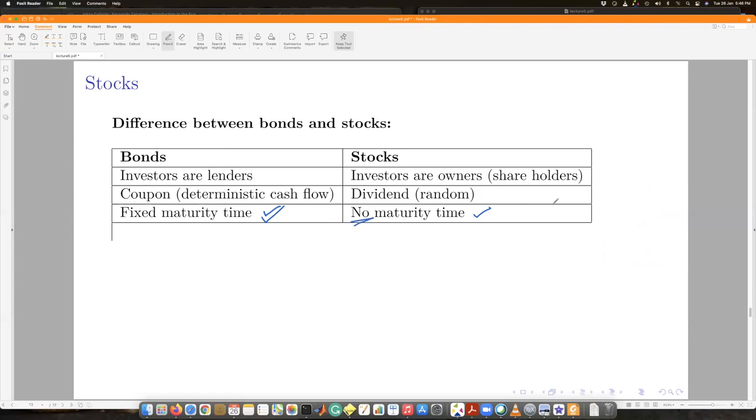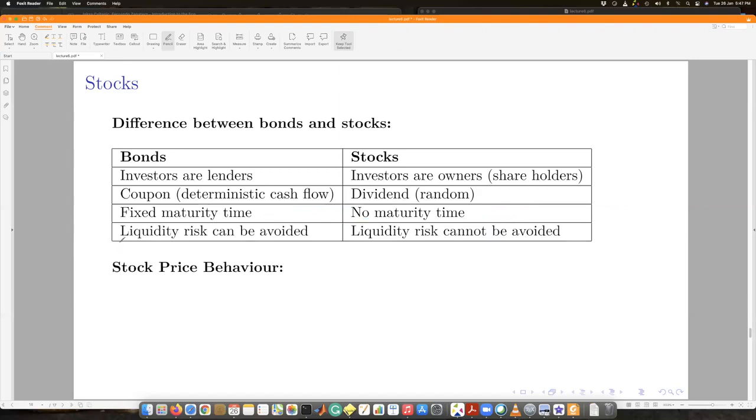And therefore, the initial amount that you invested in the name of price of this share will stay with you unless you sell the stock in the secondary market. And last but not least is the liquidity risk. In the case of bonds, you can completely avoid the liquidity risk by not selling your bond in the secondary market, whereas you hold it till the maturity and get back your face value at the time of maturity. In that way, you are completely avoiding the liquidity risk.